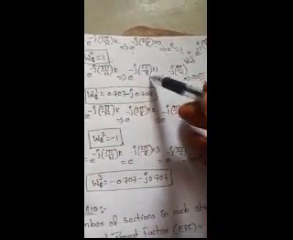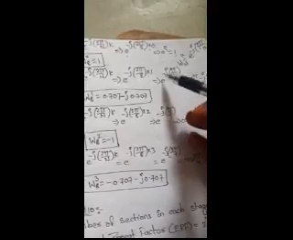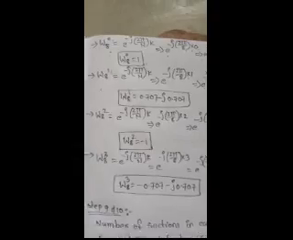And likewise for W8 of 1. W8 of 1 equals e power minus j 2 pi by 8 into 1, that is equal to e power minus j pi by 4. Here e power minus j theta can be written as cos theta minus j sin theta. In place of theta we have pi by 4, so write cos pi by 4 minus j sin pi by 4. Here cos pi by 4 value is 0.707 minus j 0.707.